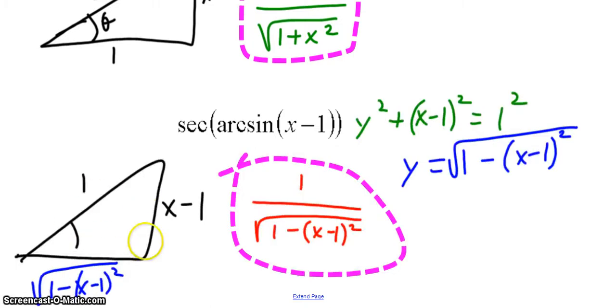Okay, so first I drew a triangle here in black. Sine is opposite over hypotenuse. I use the Pythagorean theorem to find the missing side, and then I evaluate this angle for secant. Secant is hypotenuse over adjacent. So your algebraic expression is 1 over the square root of 1 minus the quantity x minus 1 squared.